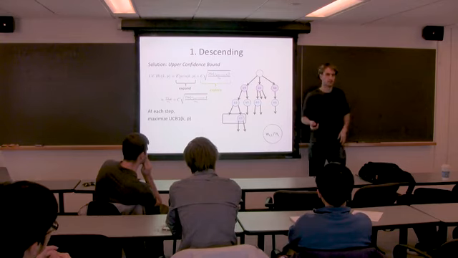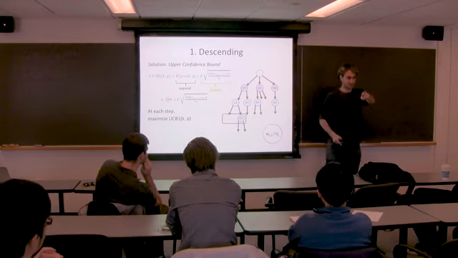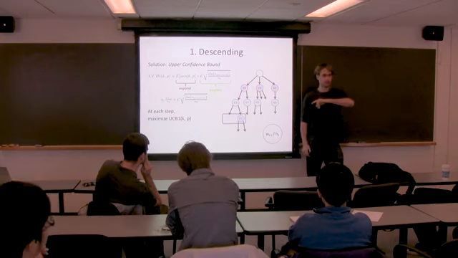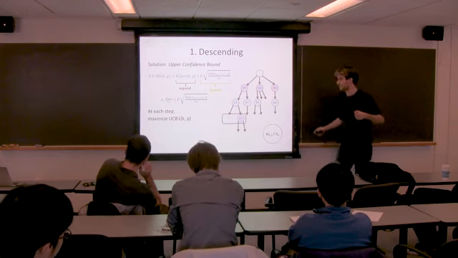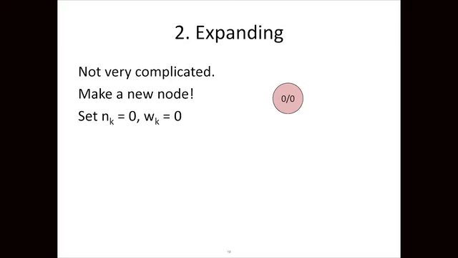Are these simulations just random simulations? So we're going to talk about that in a minute. Okay. Any more questions before I go on to that? Okay, so the next step is expanding. And this is very simple. You just create a node, and you set the two initial values. The initial values are the number of times that it's been visited, which is 0, and the number of times that someone has won from there, which is 0. Are you good with that? Yeah, that's the easy part of this algorithm.